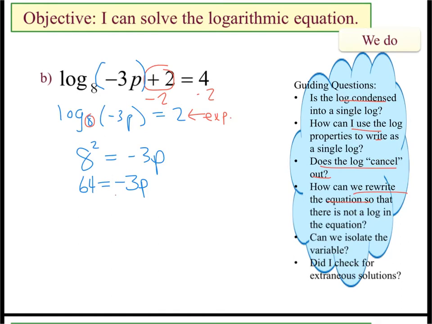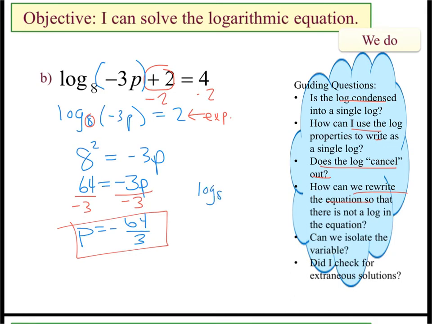And then our final step would be to divide by negative 3. So rewriting our expression, we get p is equal to negative 64 over 3. I'm going to just leave that in a fraction since that doesn't reduce. And then of course I would want to plug this in and just make sure that it is okay.